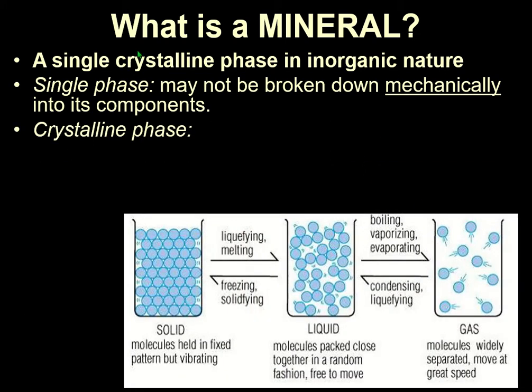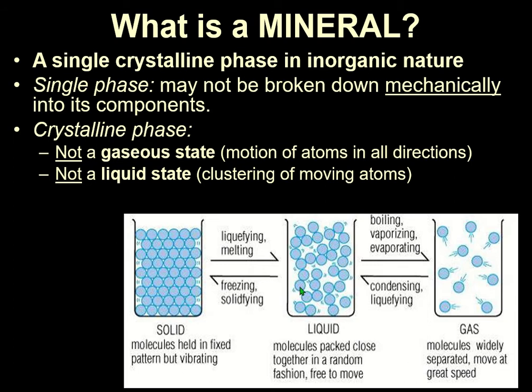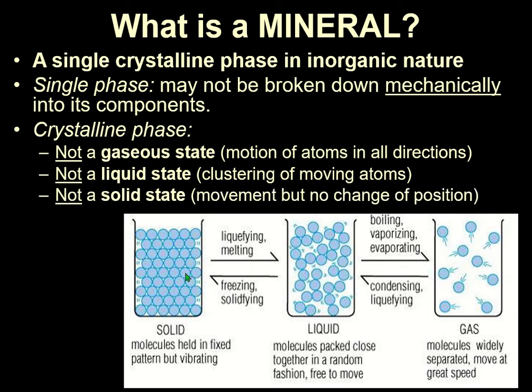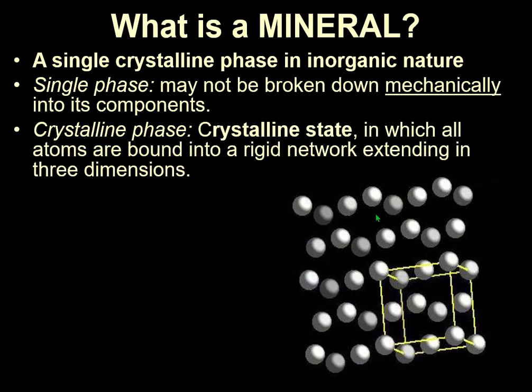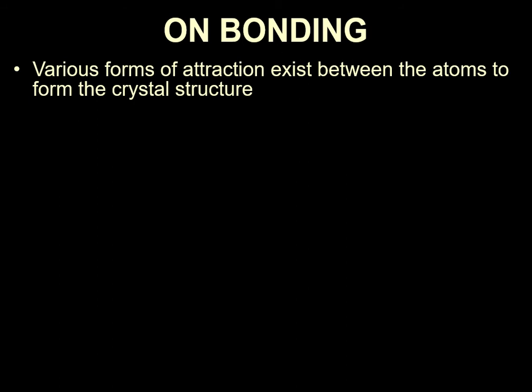So a crystalline phase means it's not a gaseous state like this, it's not a liquid state like this, and it's not a normal solid state like this. It is a state in which all the atoms are bound into a rigid network extending in 3 dimensions. So that's the crystalline state. And so crystalline phase means it's entirely got this structure within it of one sort or another. There are various sorts. So how does it keep in that structure?